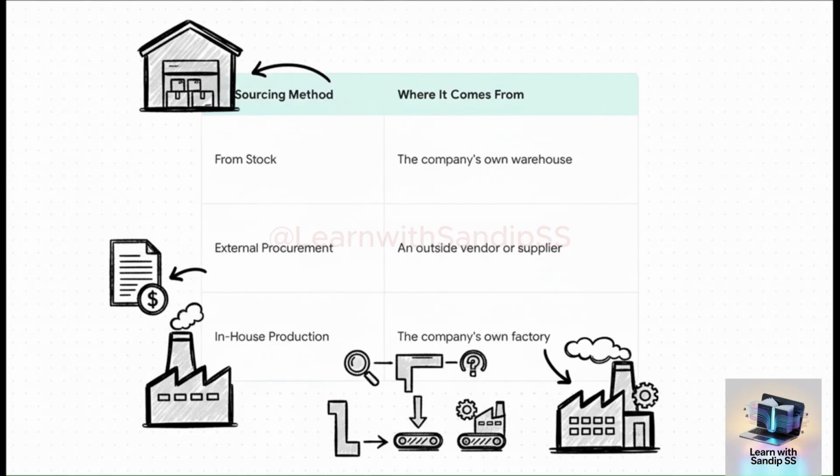And the system is smart. Based on the data for that material, it already knows how to get it. There are basically 3 main paths. The simplest one, just grab it from the stock we already have in our own warehouse. If it's not there, it might trigger an external procurement, which means sending a purchase order to an outside supplier. Or it could create an order for the company's own factory to fire up the machines and produce it in-house.